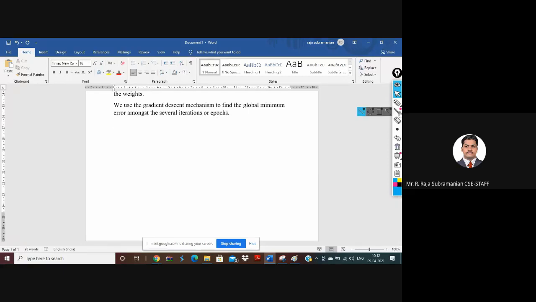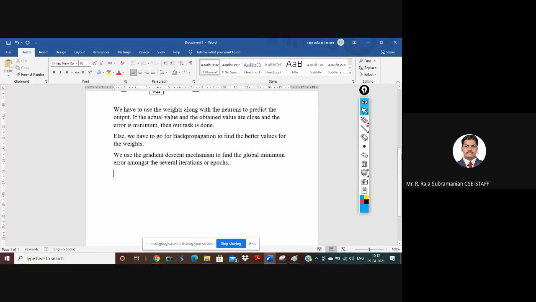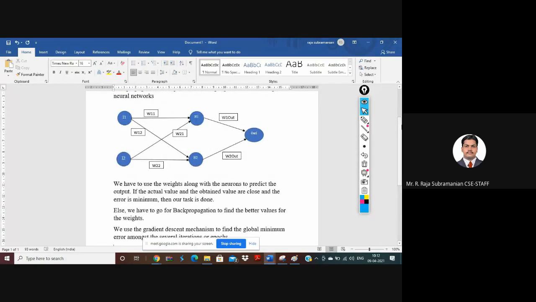Right? I understood why we are going for back propagation. Am I making it clear? The main concept of why we are going for back propagation in neural networks. Am I making it clear? Yes, shall we proceed? Yes, sir.